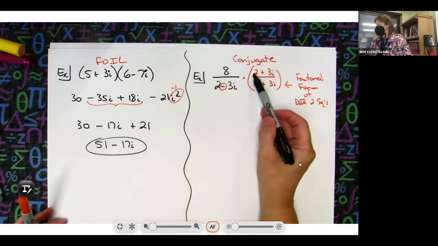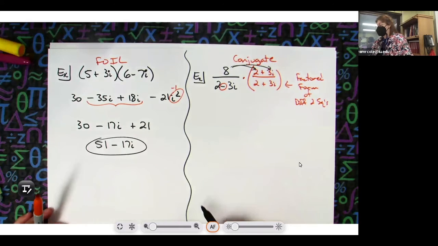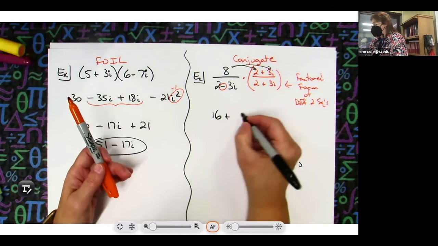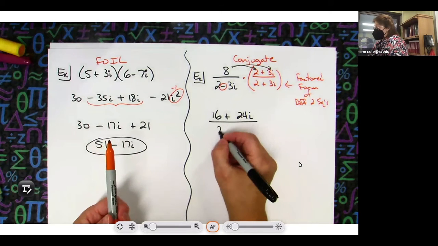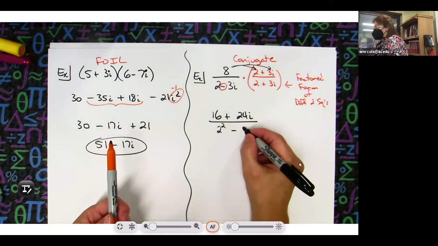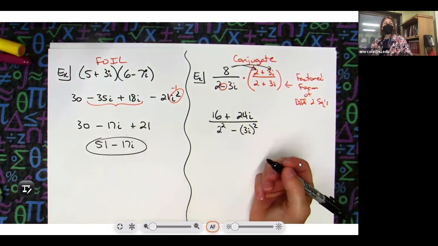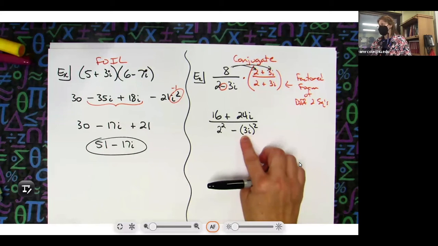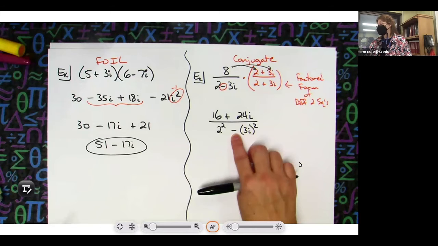All right, now on top, this is a single number times a binomial. So I would be distributing that to both terms up there. So I'm going to get a 16 and then a 24i. Okay, now on that bottom, let's do it the fast way. All right, no, let's not. Let's show it. Okay, so if I square the first one, minus, now square the second term, I'm going to put it in a set of parentheses, 3i, and then square it. 3 squared is 9. What's i squared? -1, right? So then what's it do to this? Turns it into a positive.